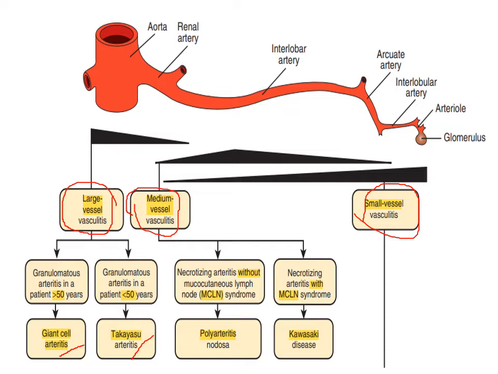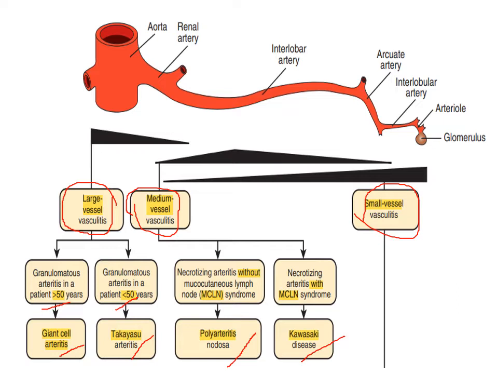Giant cell arteritis, as we are going to discuss, usually affects elderly people more than 50 years of age, and Takayasu affects people less than 50 years of age, and both of them affect large vessels, especially the aorta and its main branches. While for medium-sized vessel vasculitis, the two most important examples are polyarteritis nodosa and Kawasaki.